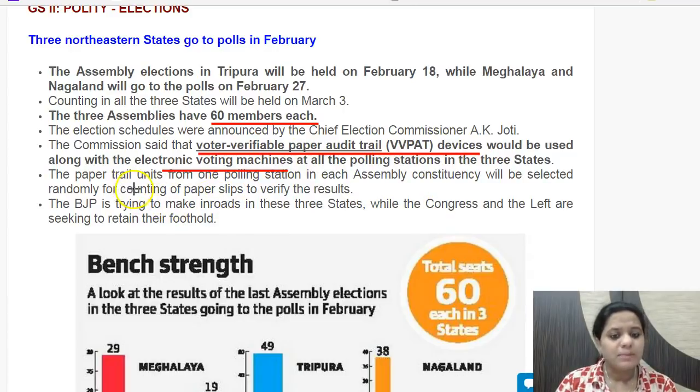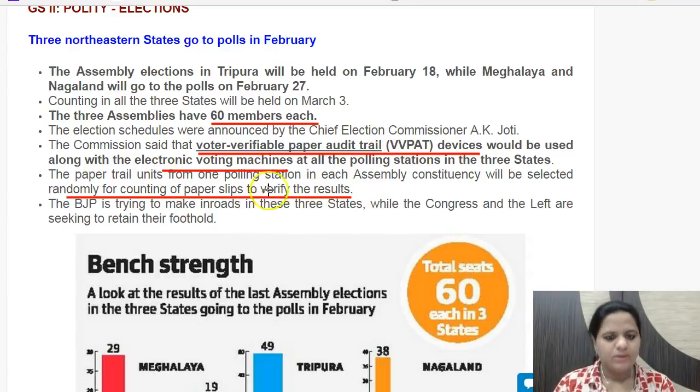And also it says that the paper trail units from one polling station in each assembly constituency will be selected randomly for counting of paper slips to verify the results. So VVPAT machines are used to verify the election results, means the voting results. So these are paper audit trails. We'll discuss what is VVPAT in detail too.